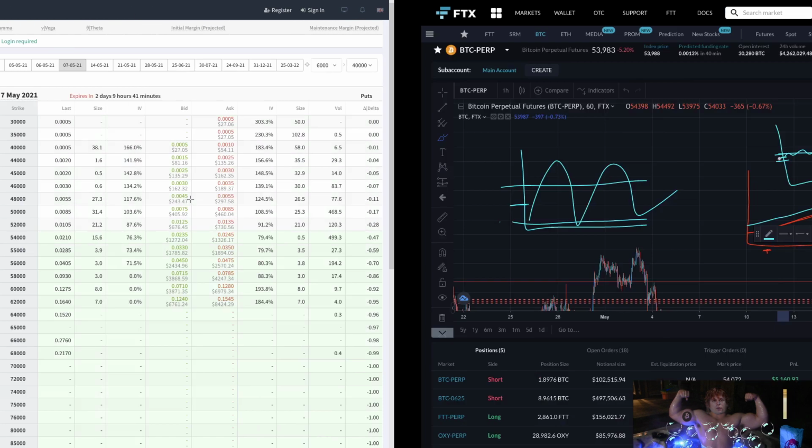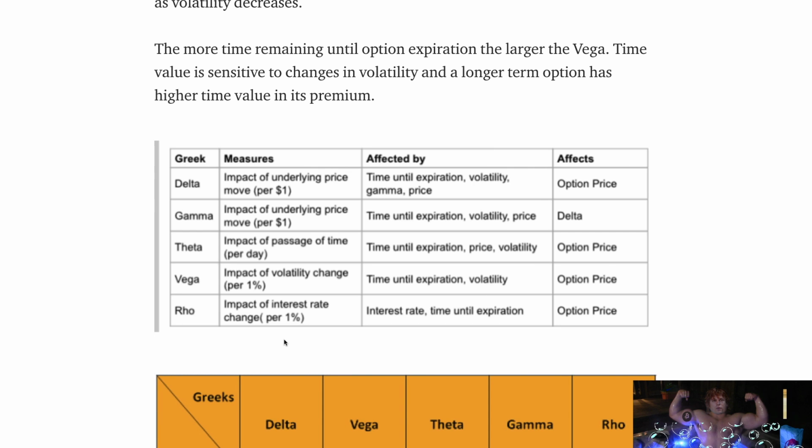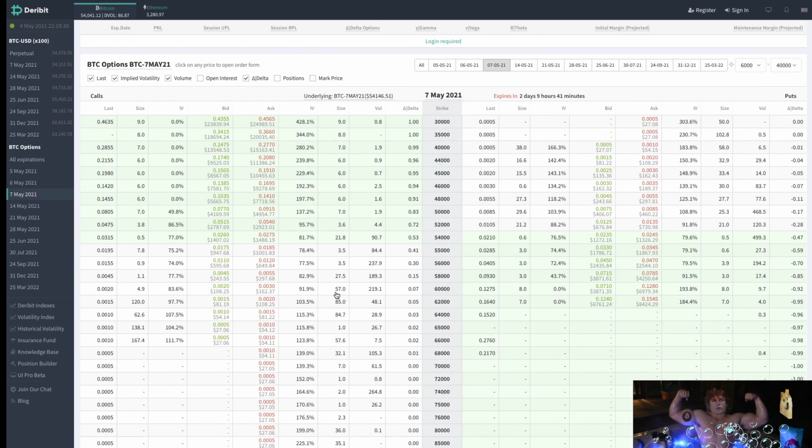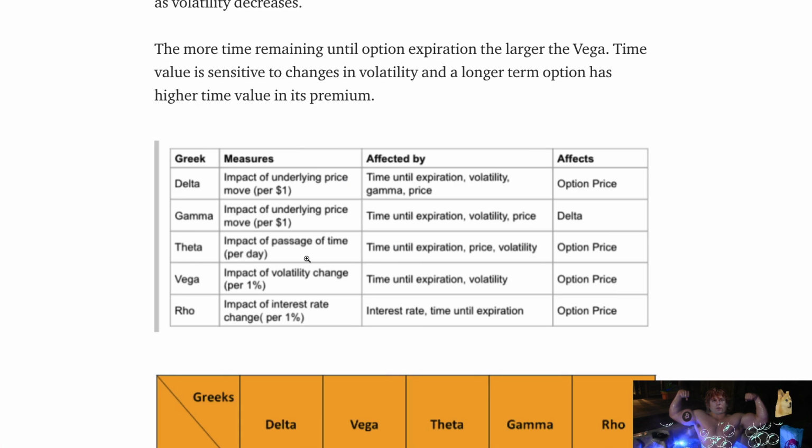Okay. So that means that as implied volatility goes up, the price of the option goes up. No, it's 1%. It's per 1%. Vega is per 1% of implied volatility. So basically, per 1% of implied volatility change, the price of the option changes at what amount?